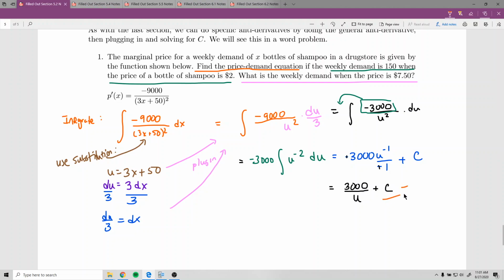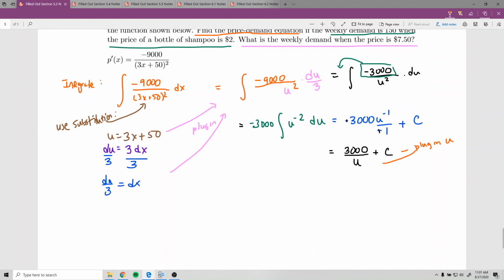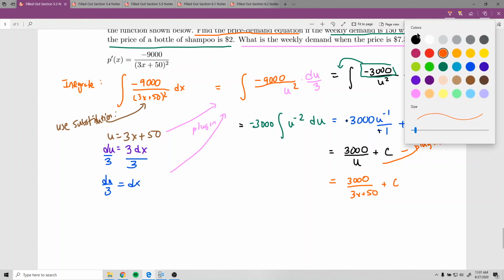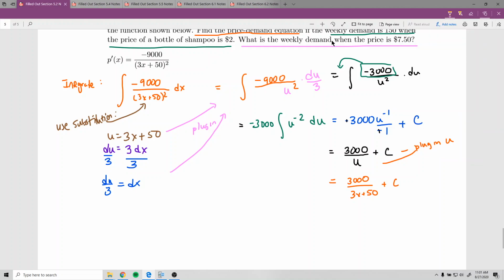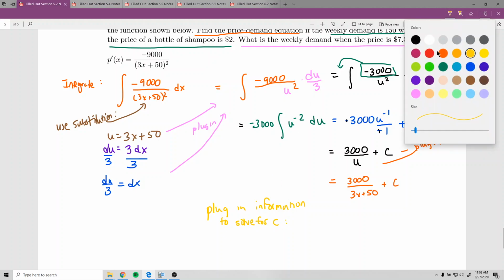And then to finish up, plug in what u is. Right. Always remember, when you start with the letter x in your equation, that should be your final answer's letter. So, and u was 3x plus 50. And so what we've got here, it's not the price demand equation specifically, it's the general one. So what did we do last section? After we figured out the general antiderivative, we then plug in our information to solve for c. And that's what's in green above, so let's look at that.